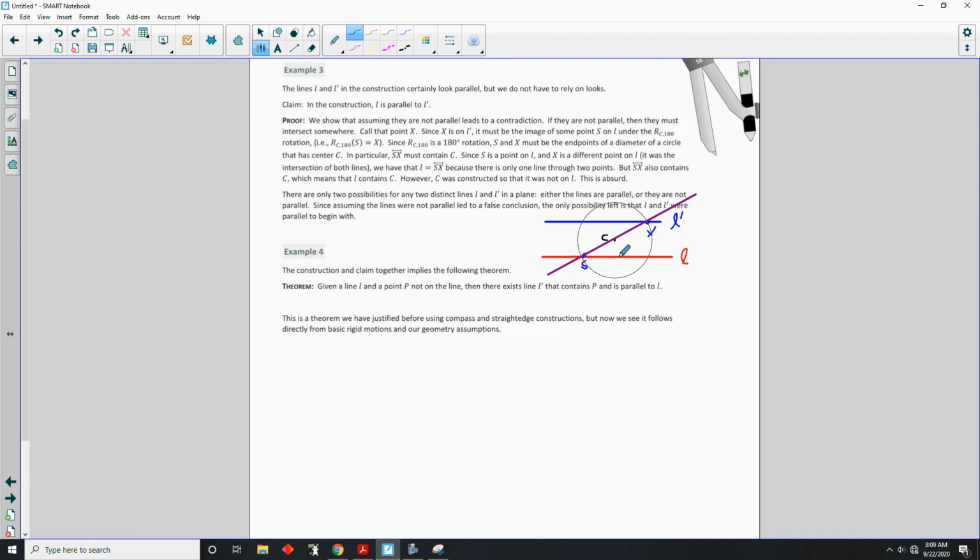So example 4 says, the construction and claim together implies the following theorem. Given a line L, the red line, and a point P not on the line, then there exists L prime that contains P and it's parallel to L. So let's just say this was P right here. This is a theorem we have justified before using compasses and straight edges constructions, but now we see it follows directly from basic rigid motion in our geometry assumptions. And that's how theorems are born. You try to prove something, and then you disprove something, and therefore a theorem exists that states that these two things have to occur.